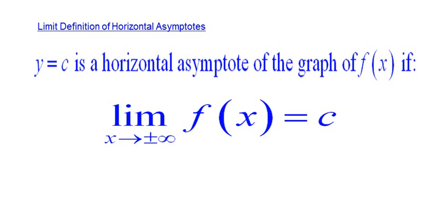Similarly, there is a limit definition for horizontal asymptotes. It says that y equals c is a horizontal asymptote of f if the limit of f as x approaches positive or negative infinity is c. As with vertical asymptotes, this can be true on one or both sides of the graph. For example, it's possible for a graph to have a horizontal asymptote as x approaches positive infinity, but not as it approaches negative infinity, as shown in the example.